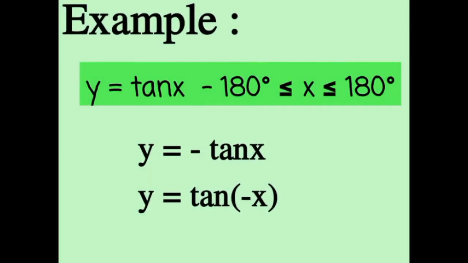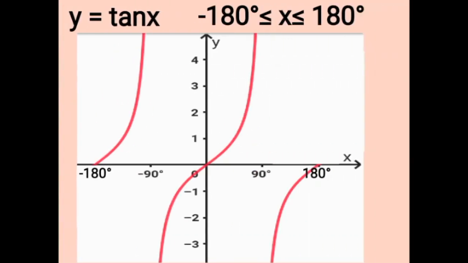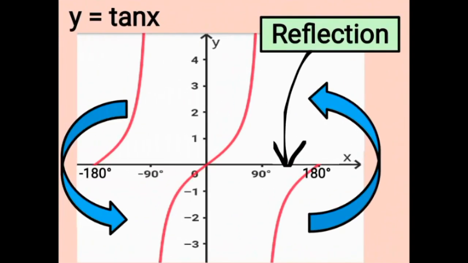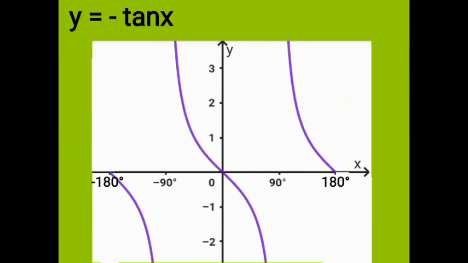Apply the following transformations to the graph of y = tan x in the interval x is greater than or equal to −180 degrees but less than or equal to 180 degrees. So now this is the graph of y = tan x in this given range of angles. y = −tan x. This is the reflection of the graph y = tan x in the x-axis. So now this is the graph of y = −tan x.